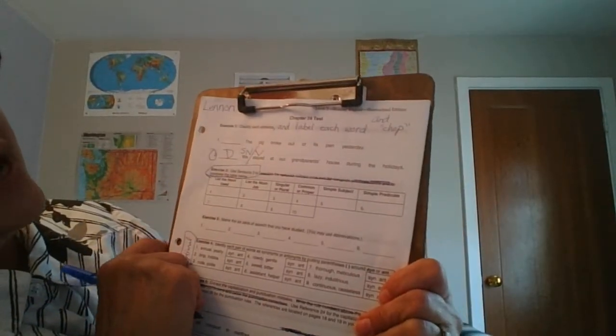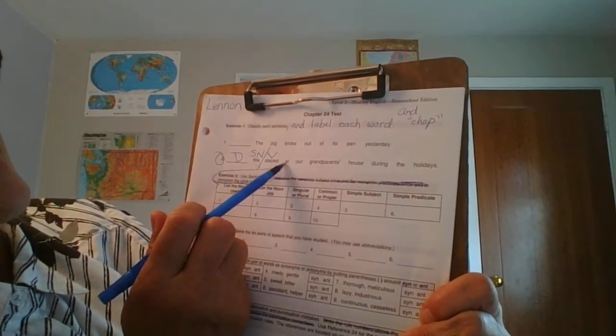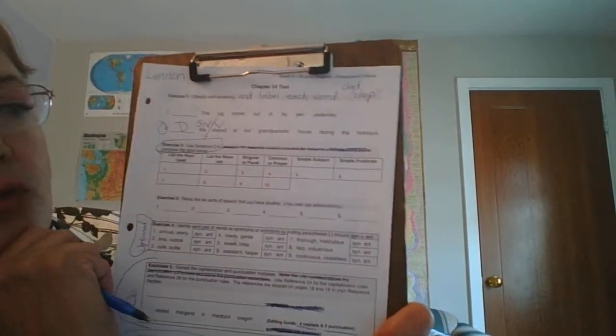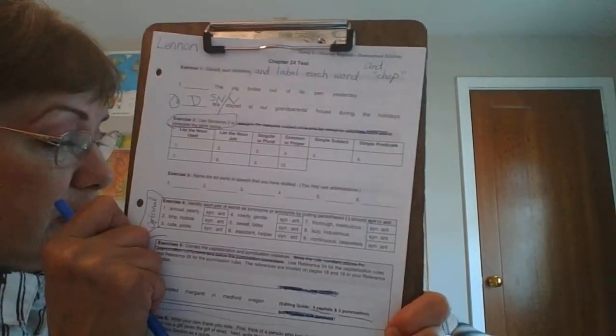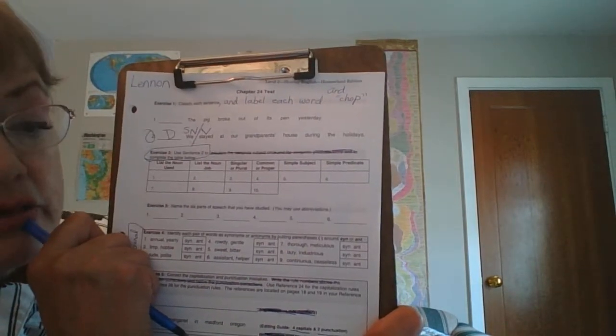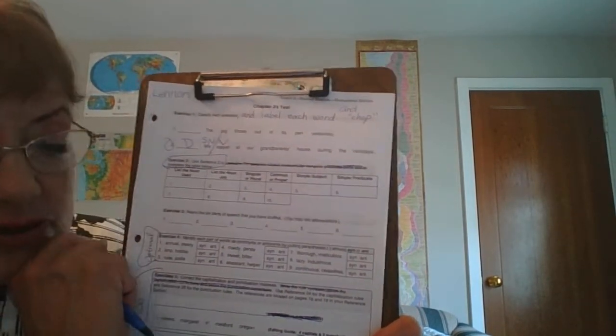Let's move on. We stayed at our grandparents' house during the holidays. Why don't you stop and think about at? At, is that a word that could connect a noun later on with this part of the sentence? Get out your preposition chart and take a look. Do you see the word at on your preposition chart?